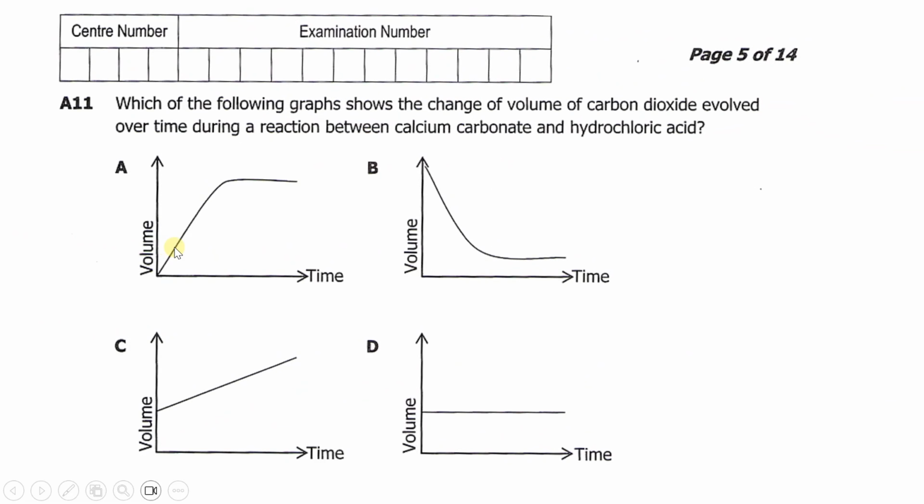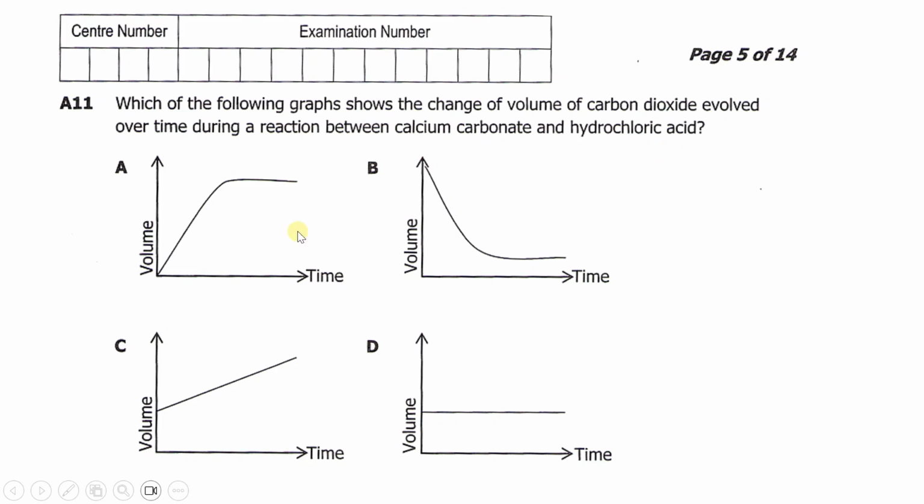Then we go to question A11. A11 reads, which of the following graphs shows the change of volume of carbon dioxide evolved over time during a reaction between calcium carbonate and hydrochloric acid?